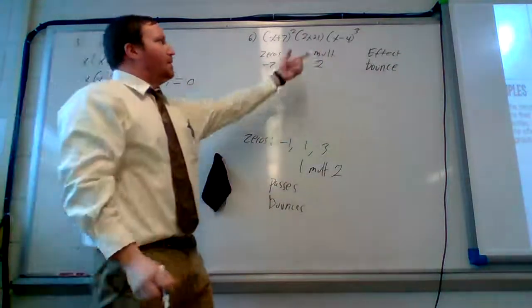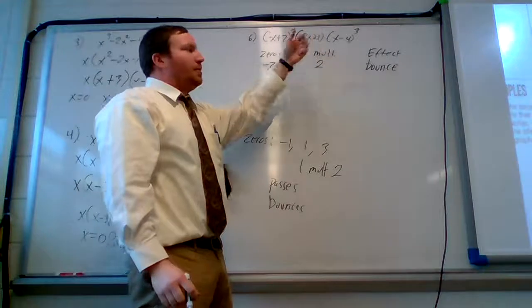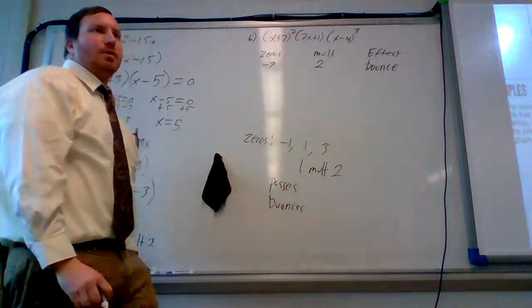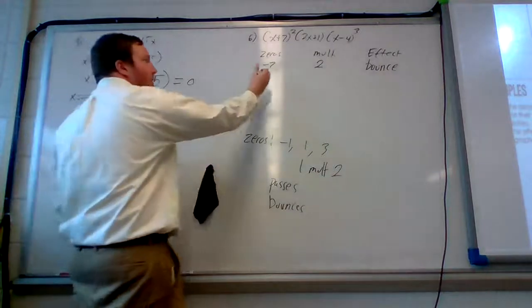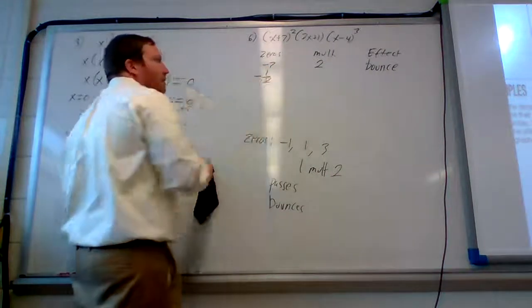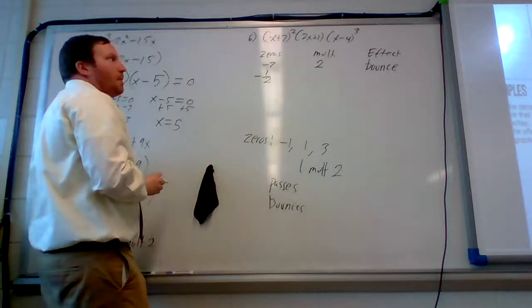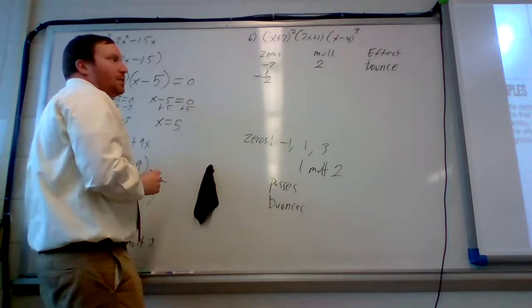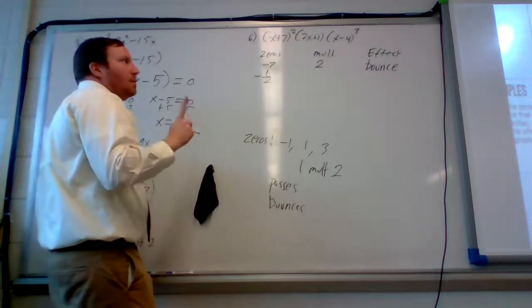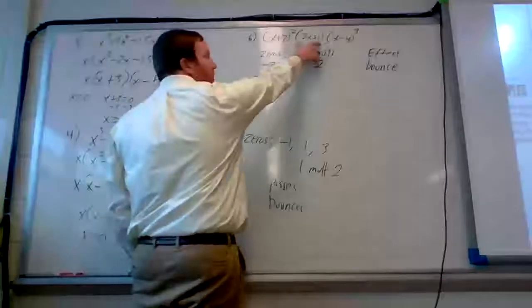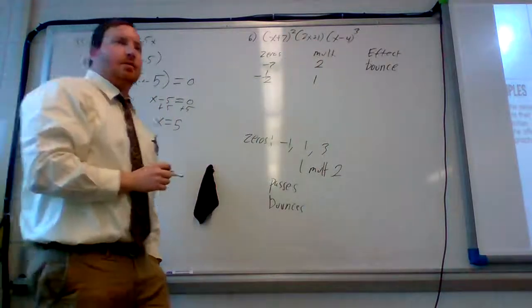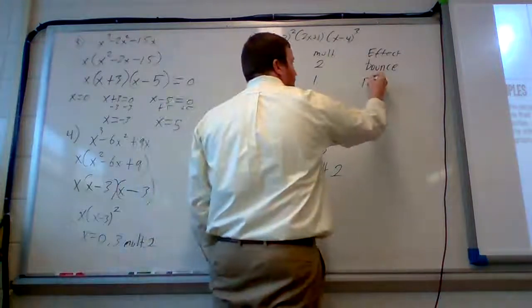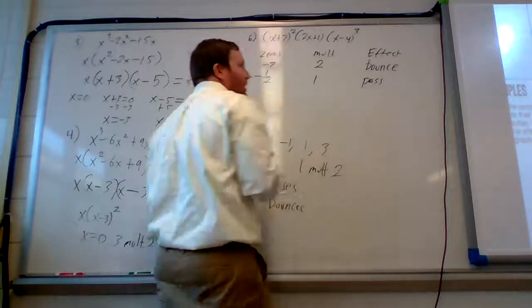If I set 2x plus 1 equal to 0, what is that x value? Or what is that 0? Negative 1/2. What is its multiplicity? 1, right? There's only the one of them. So its effect on the graph is going to pass. Right? It's going to pass through the x-axis.